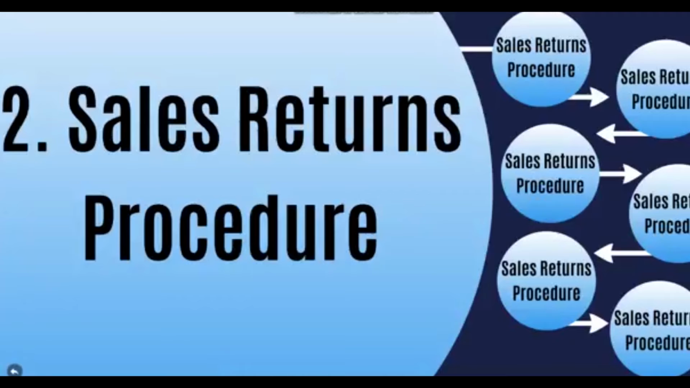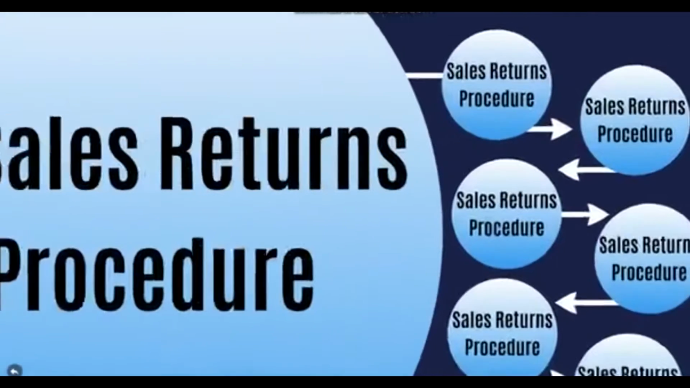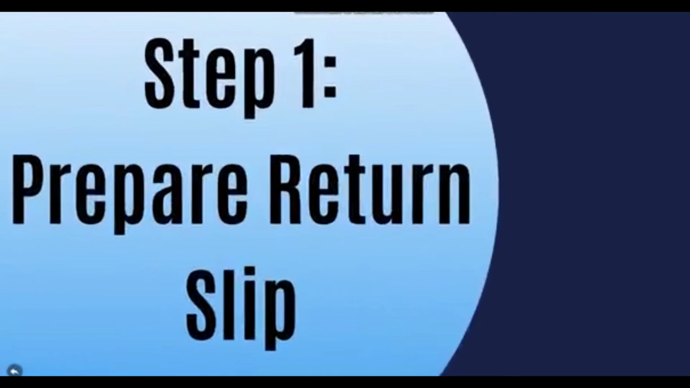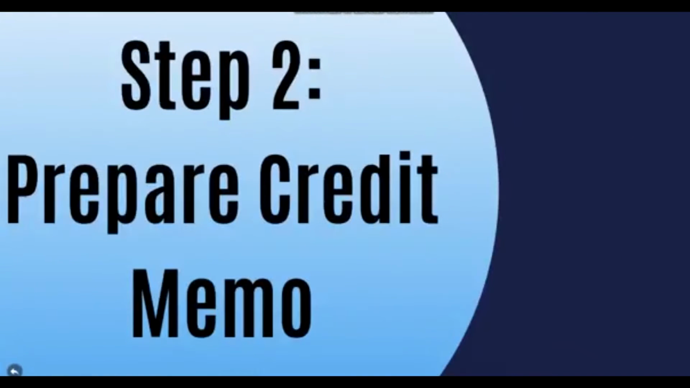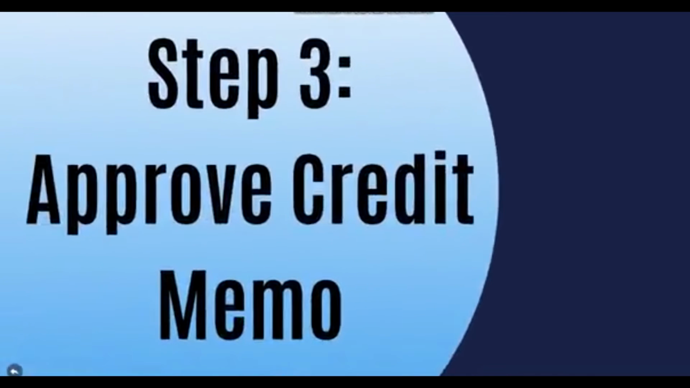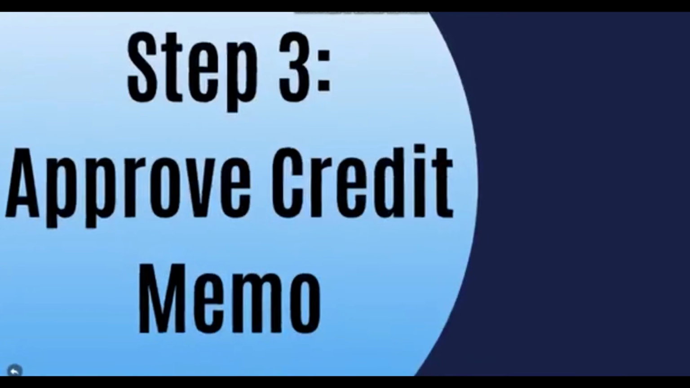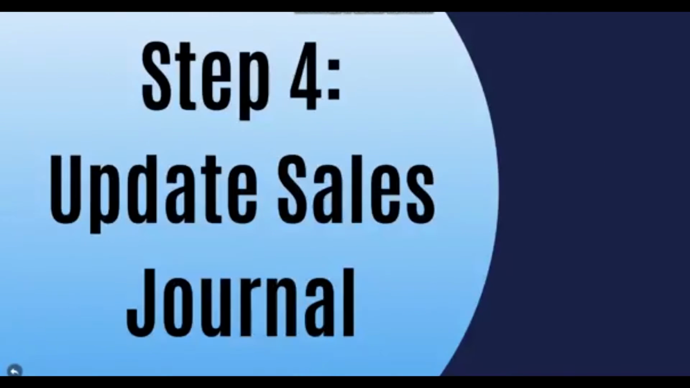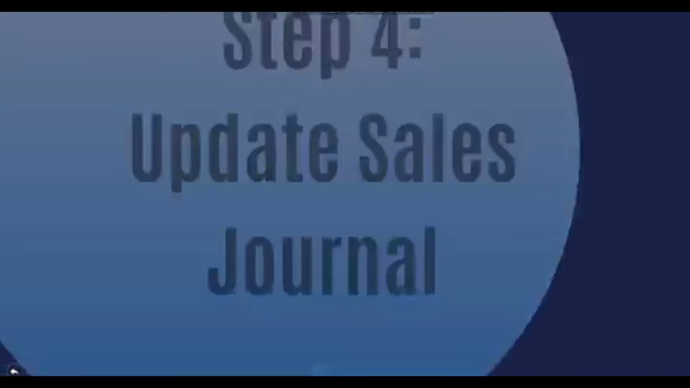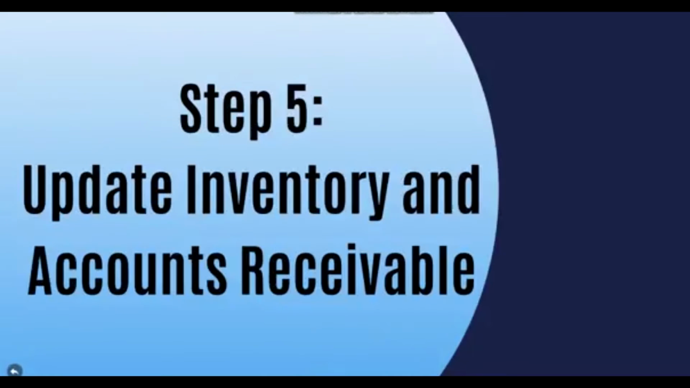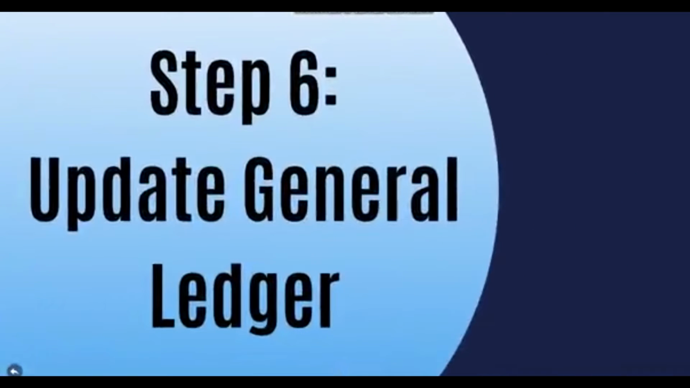Second is the sales returns procedure. Step 1. Prepare return slip. Step 2. Prepare credit memo. Step 3. Approve credit memo. Step 4. Update sales journal. Step 5. Update inventory and accounts receivable. And Step 6. Update general ledger.